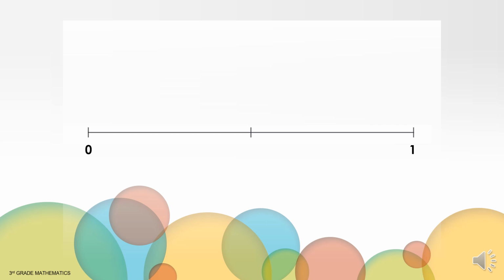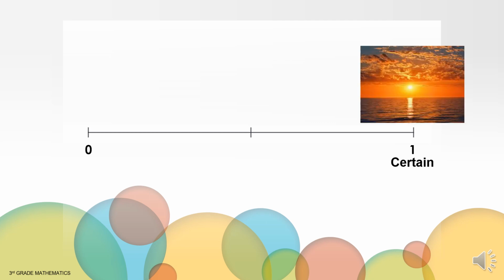We can use specific words to describe probability. If I know that something is absolutely going to happen, I use the word certain. I am certain that the sun will rise tomorrow. Even if it's cloudy, the sun is still there and it rises every day. Events that are certain belong on the 1 on the number line.